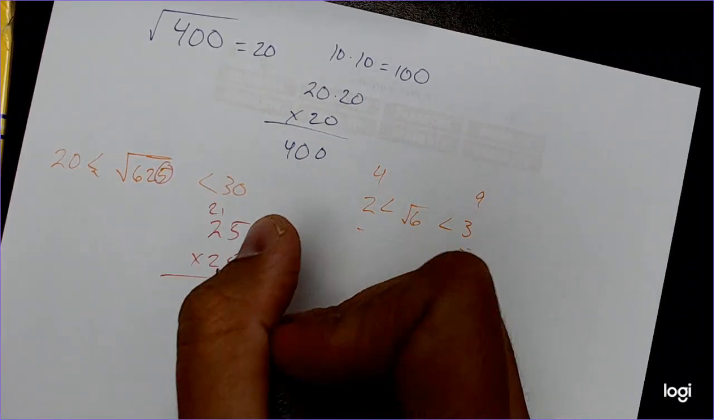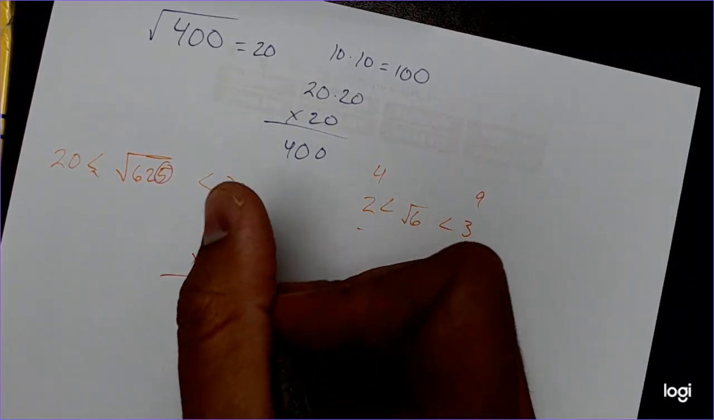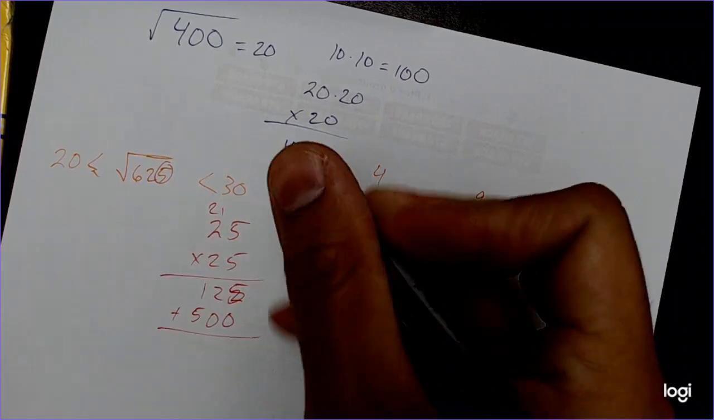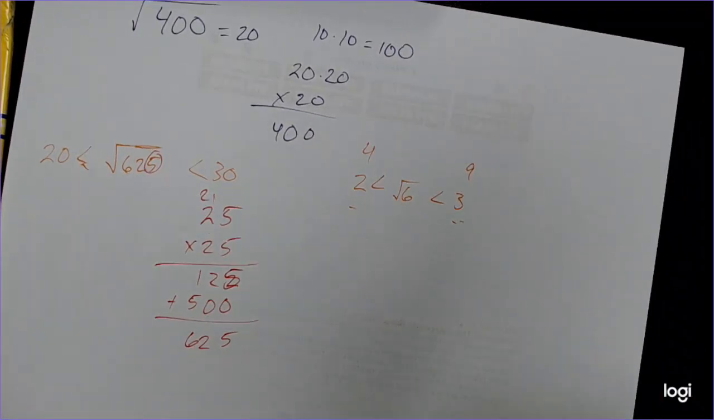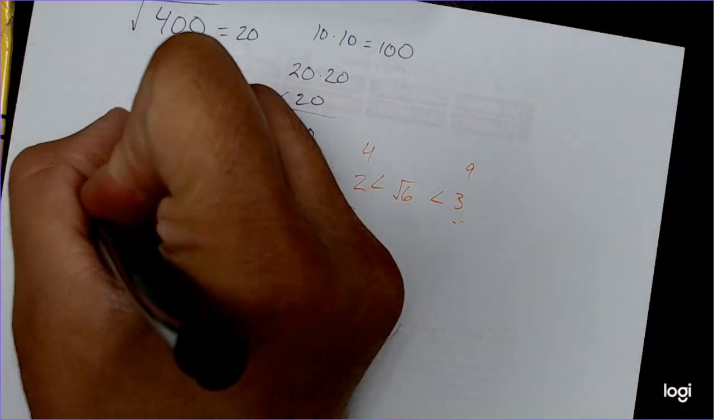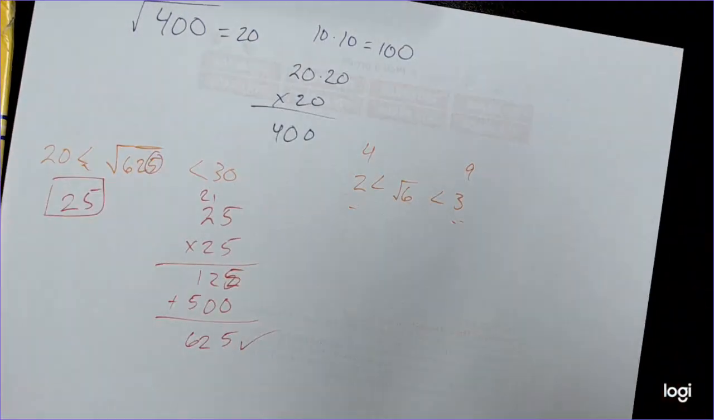Plus 1 is 5. 500. Add these. 5 plus 0 is 5. 2 and 6. 625. We've got it. The answer is 25.